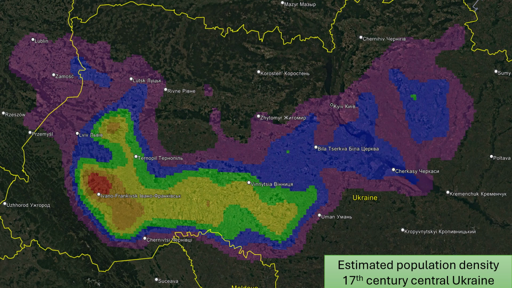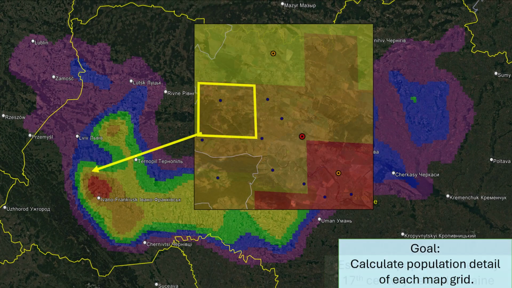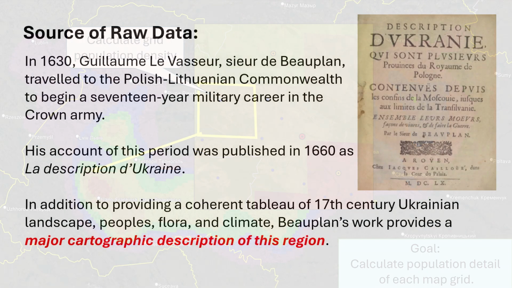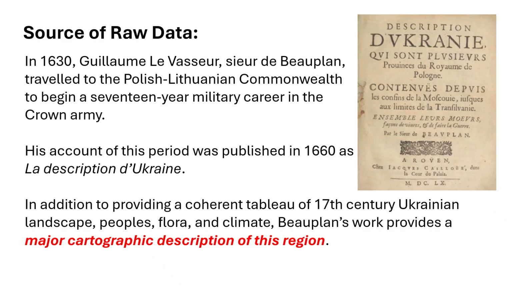The purpose of the project described here is to apply the heat map app to Beauplan's maps to estimate 17th century population density in the region covered by his maps. More specifically, the goal is to calculate the population density of each grid on a map of a region of interest, here 17th century central Ukraine. We will be using Beauplan's maps of Ukraine to create our heat maps.